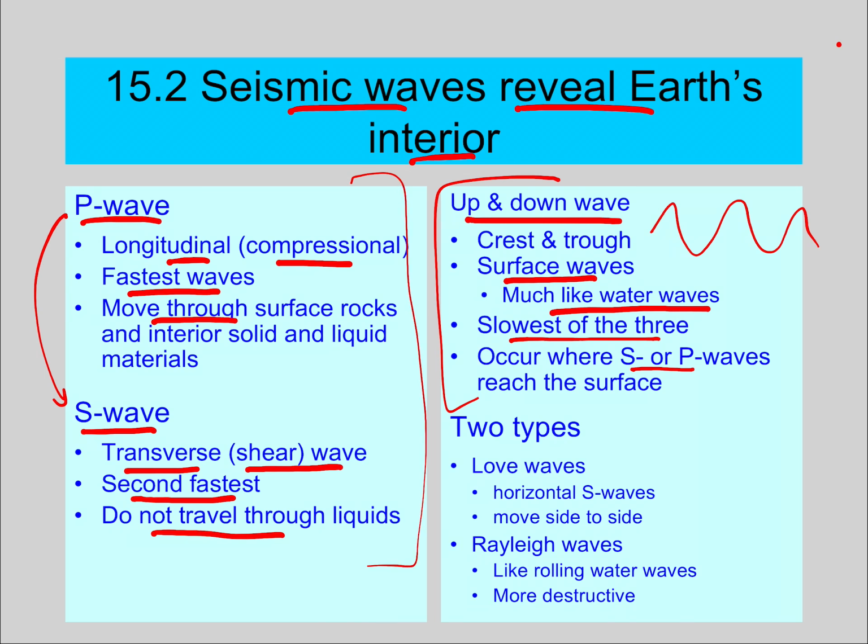There are two types of surface waves that we see, Love waves and Rayleigh waves. Love waves are horizontal S waves, they move side to side. And Rayleigh waves are like rolling water waves, more destructive. If you imagine a road that used to be straight, eventually with the Love waves it would become curved. So destructive, but not nearly as destructive as the Rayleigh waves.